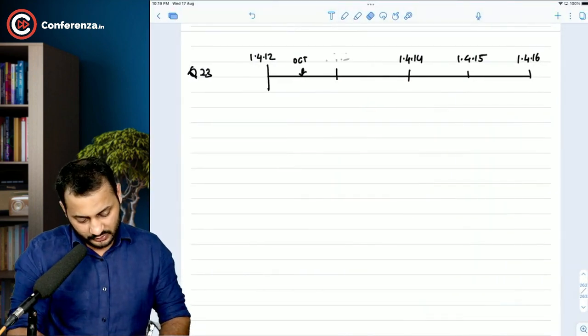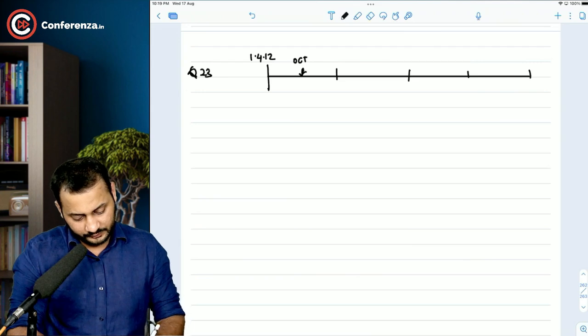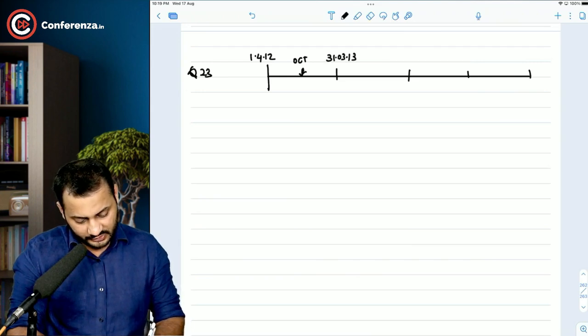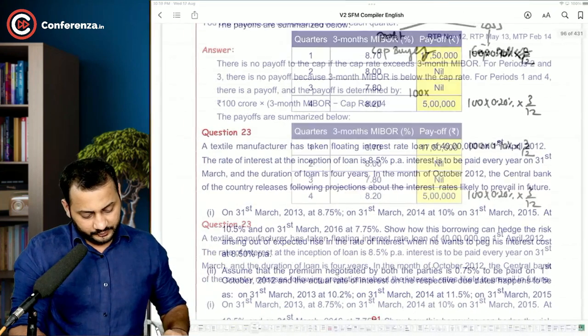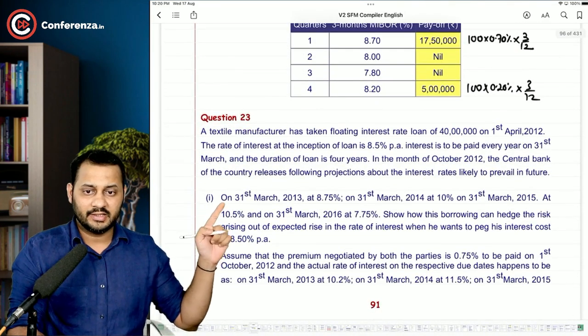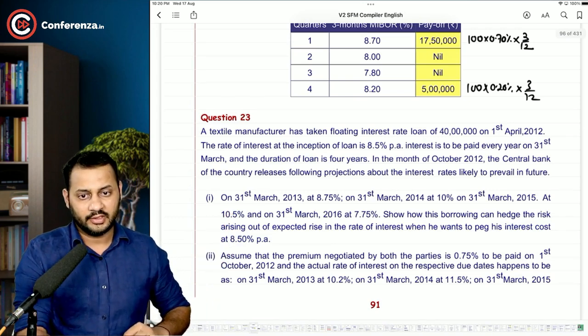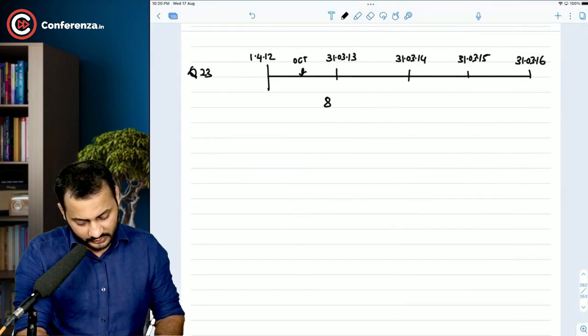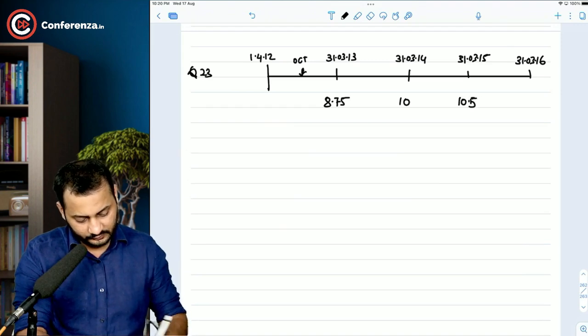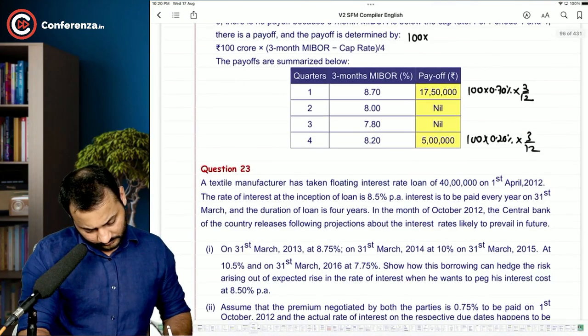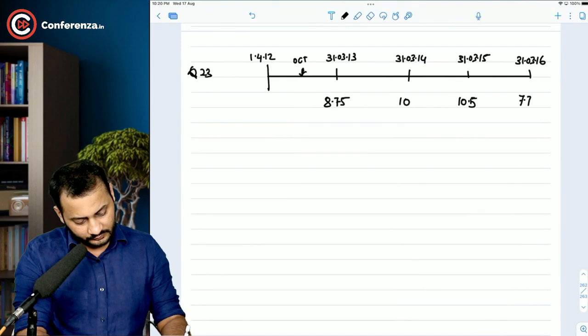Okay, so every day matters. So it's better to write down 31st March 13, 31st March 14, March 15, 16. So the projections according to the central bank are these. On 31st March 2013, the rates will be 8.75, 10, 10.5 and 7.75. So these are going to be the rates on those days.